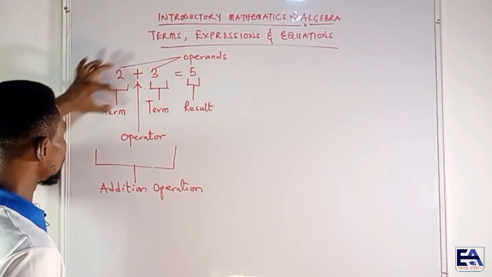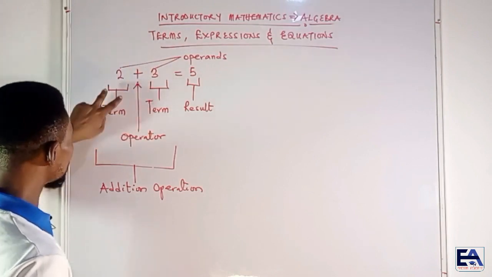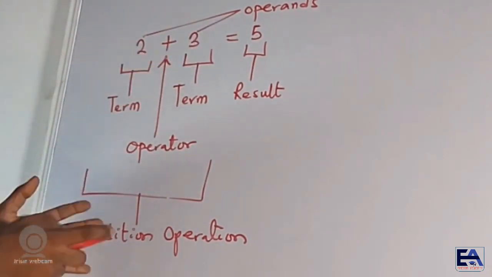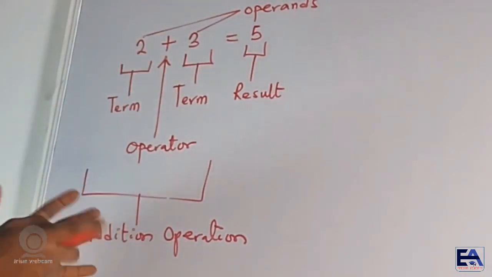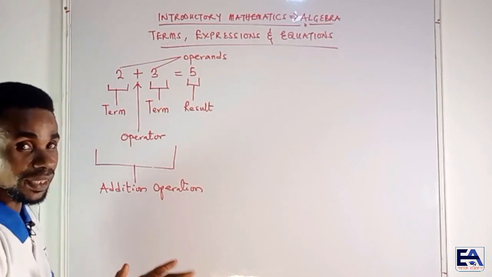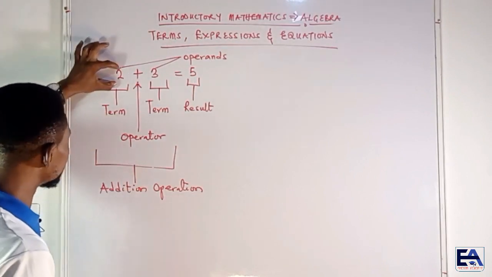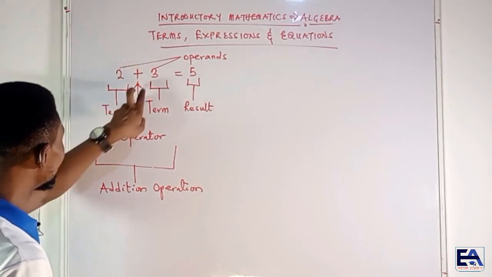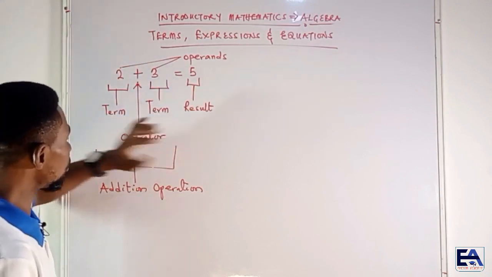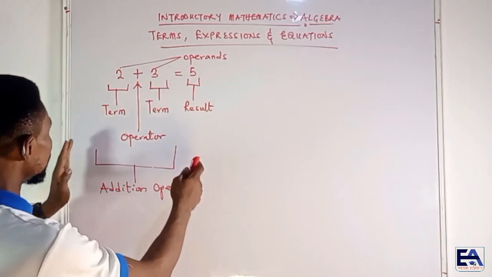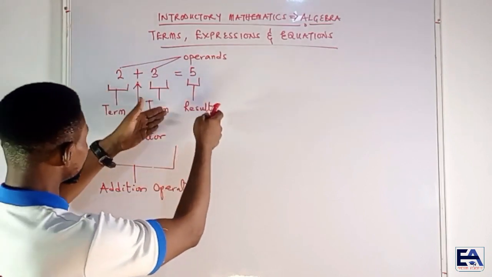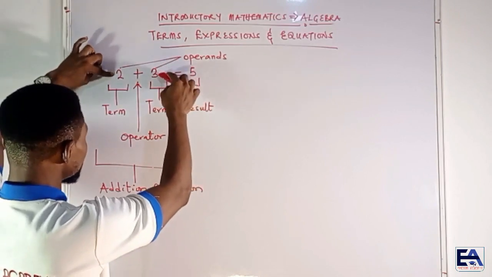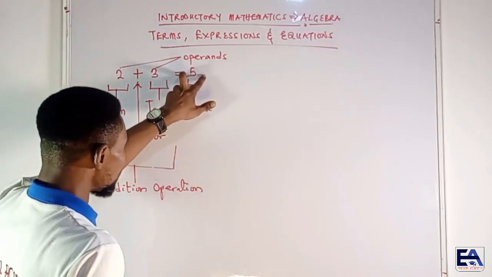2 is a term, 3 is a term, because they don't have any variable. Variables are all those letters that you have hanging around those numbers. I'm still going to talk about them anyway. But this 2 is a term, 3 is a term, or they are both operands working around the operator plus. So the addition operator gave us this result. The addition operator works with the two operands 2 and 3 to give us the result 5.